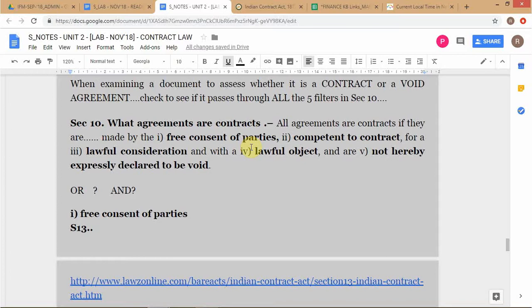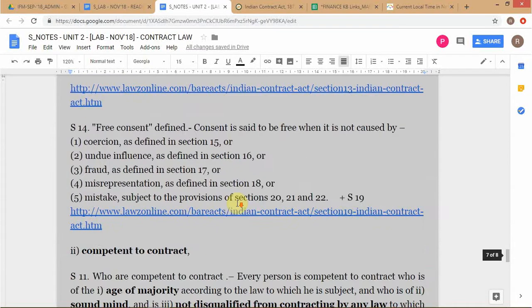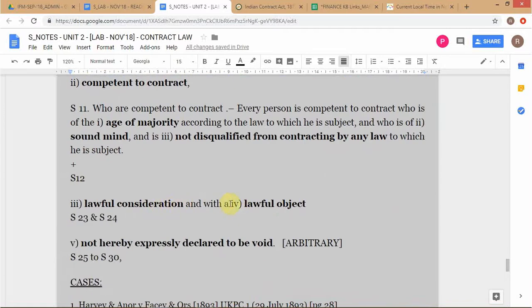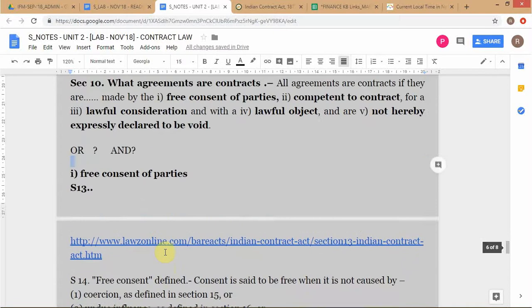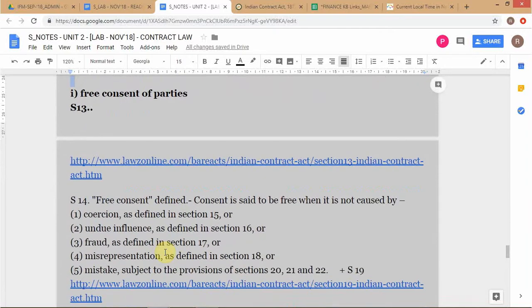And then lawful consideration and lawful object will lead you to, I think, 23 and 24. Then competency to contract, who is competent to contract, will lead you to sections 11 and 12. And then the first one, free consent, will lead you from section 13. Consent is defined in 13, then you have free consent, okay? And then section 14 will lead you to all the other sections, 15, 16, 17, 18, 19, 21, 22. So in this way, you can see the structure, with section 10 in the middle, which leads you to all of chapter 2 of the contract act, okay.